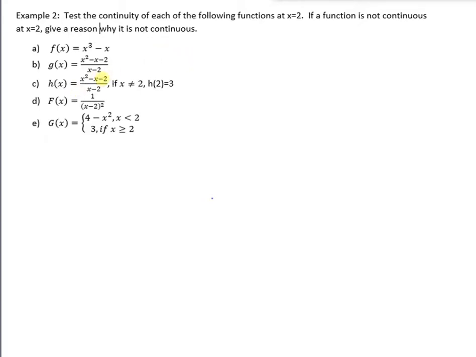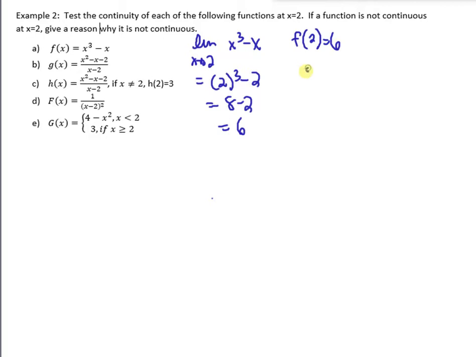So the limit as x approaches 2 of x cubed minus x, we know that we can do 2 cubed minus 2, which is 8 minus 2, which is 6. And we know that f at 2, which is basically what we just did, is 6. Therefore, it's continuous. Also we know it's a polynomial. Okay, let's try B.